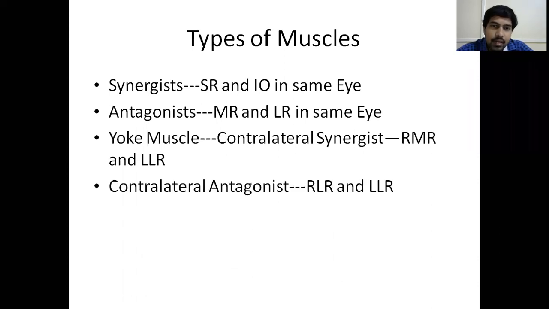And then contralateral antagonist. These are muscles with opposite action. For example, right eye lateral rectus and left eye lateral rectus. Right lateral rectus causes a right side movement of the right eye, and left lateral rectus causes left side movement of the left eye. So both are moving in the opposite direction. So that is a contralateral antagonist. Right lateral rectus and left lateral rectus, for example.